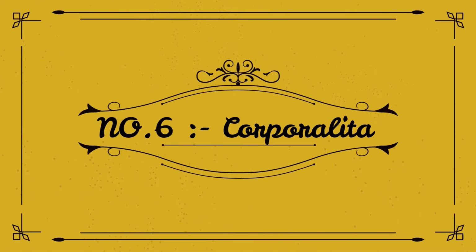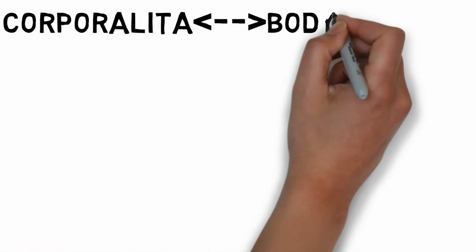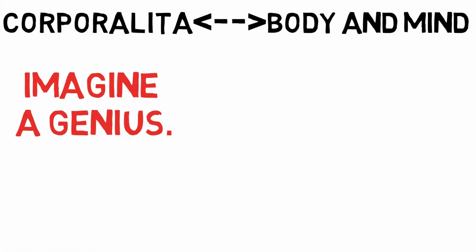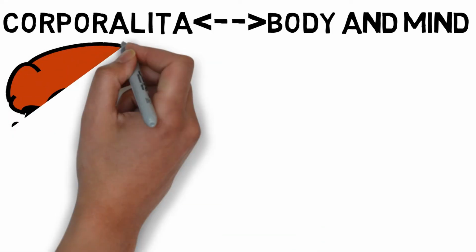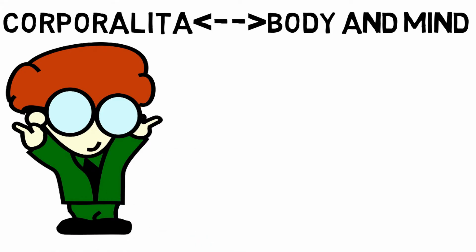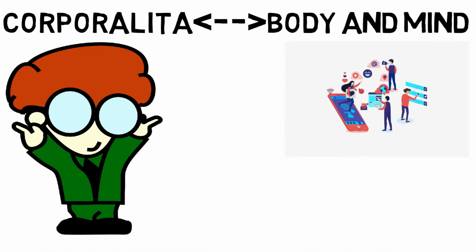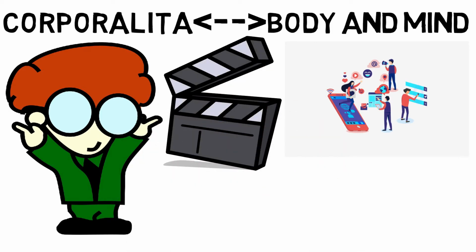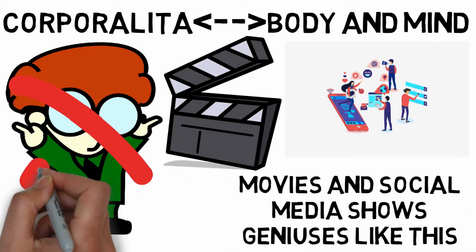Number 6. Corporalità. Corporalità means body and mind. Now, if I tell you to imagine a genius, you will imagine a boy or man with spectacles, a weak body and uncombed hair. Well, it's not your fault to imagine like this. Nowadays, media and movies show geniuses like this. But this is not true.